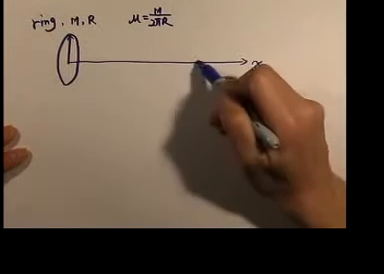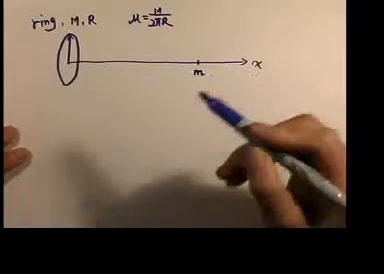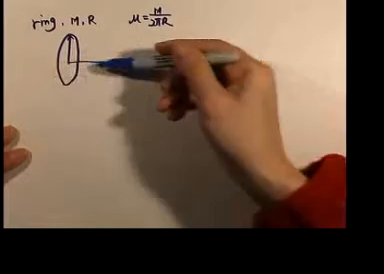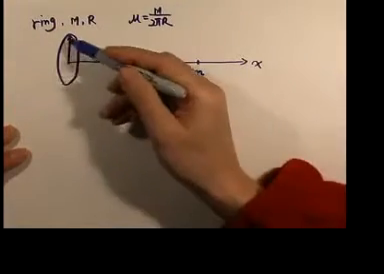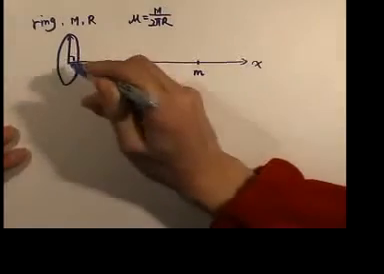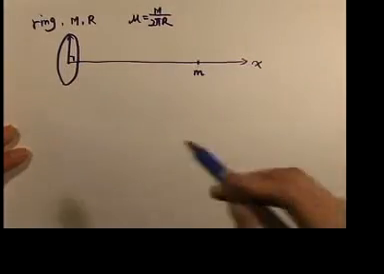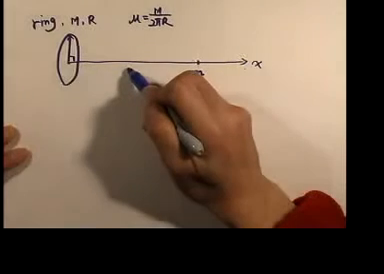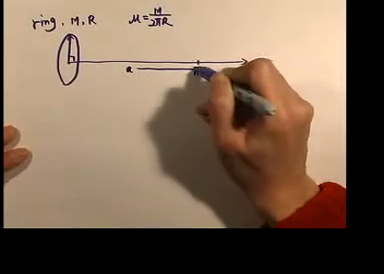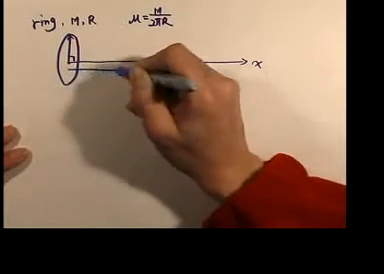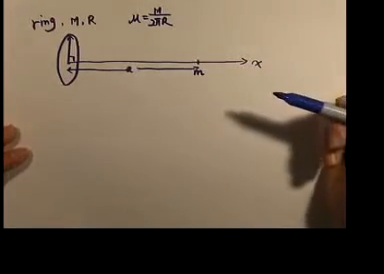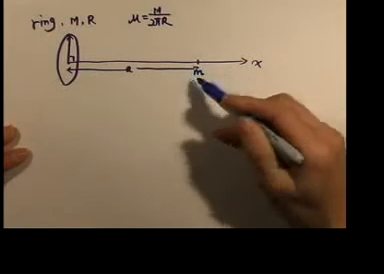Now, there is a point mass of little m. How far away from the center of the ring? Well, first of all, the x-axis is perpendicular to the plane of the ring, and so that's why this is a 90 degrees angle. And how far away is this? Well, let's assume this is a distance of a away from the center of the ring. The question is, what is the gravitational attraction between the ring and this point mass m?